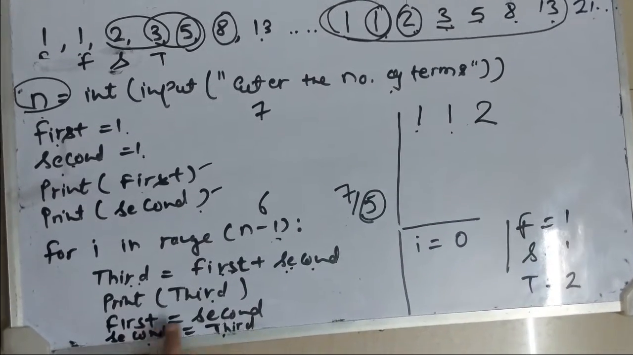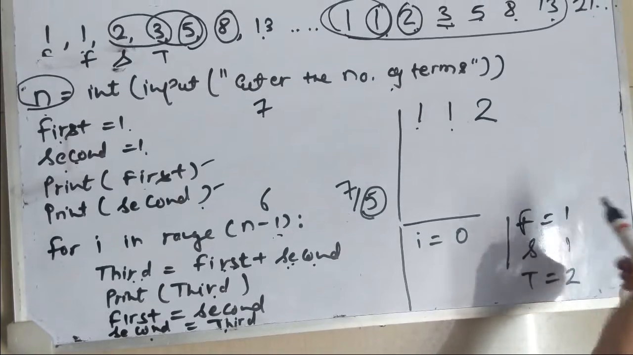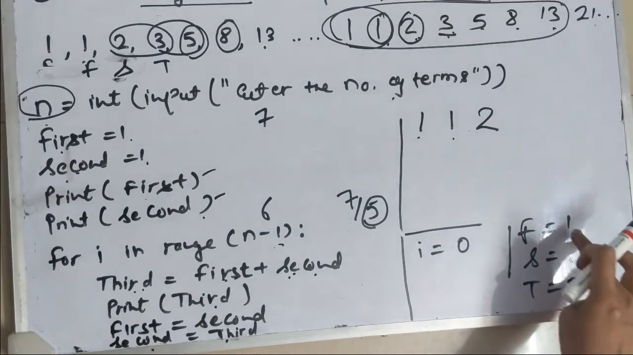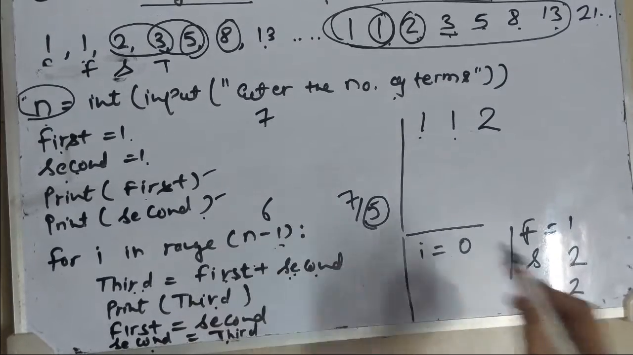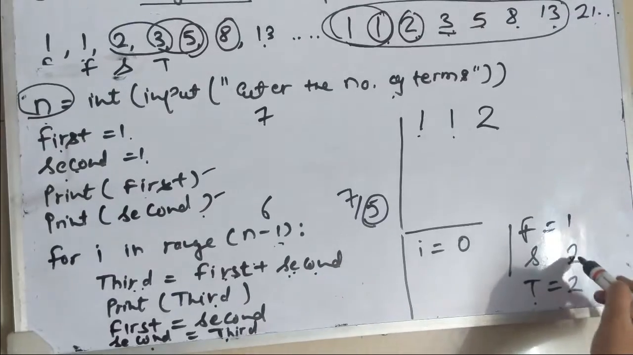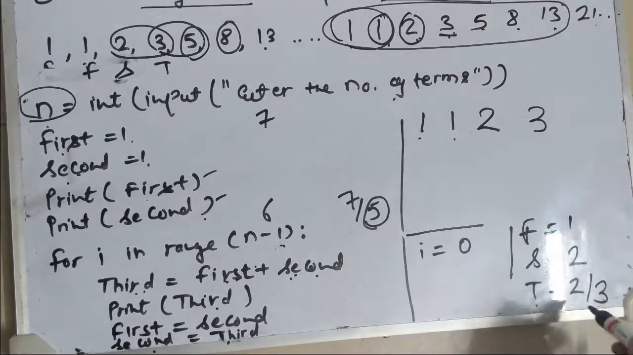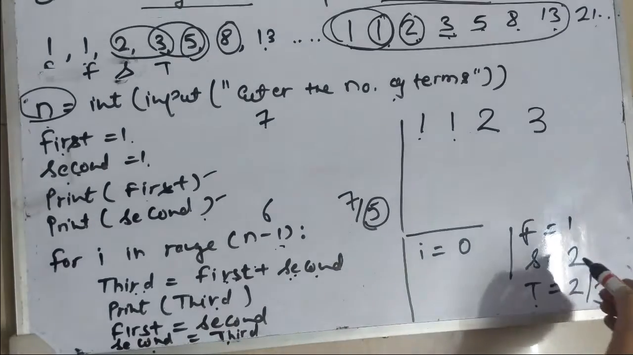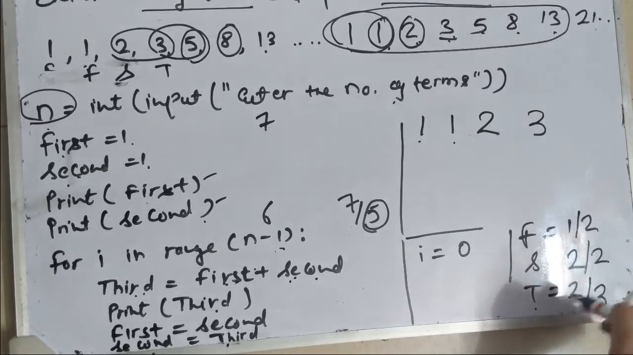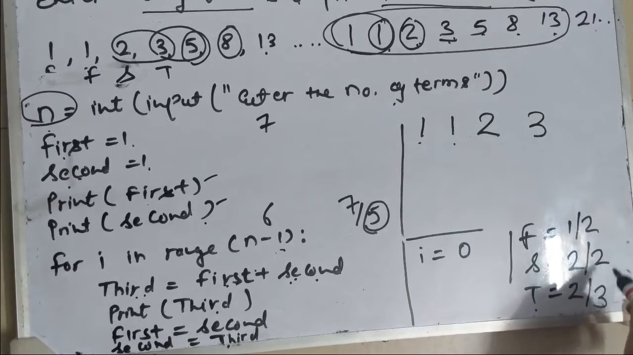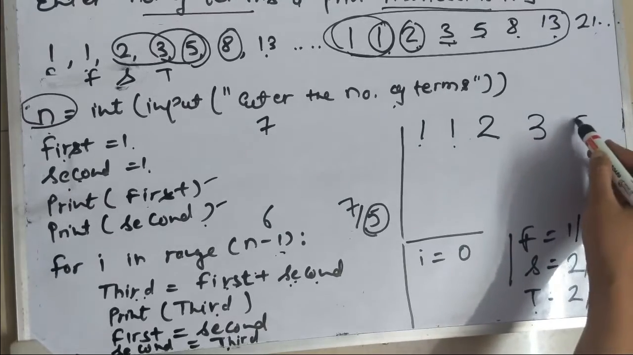Then I am assigning the value of second to first. So first will become 1, second will become 2. Again it will execute the loop and find the third. Third will become 1 plus 2, that is 3, and it will print 3. Next, again it will shuffle the values. The value of second will go in first, the value of third will go in second, and third will become 2 plus 3, that is 5. So it will print 5.